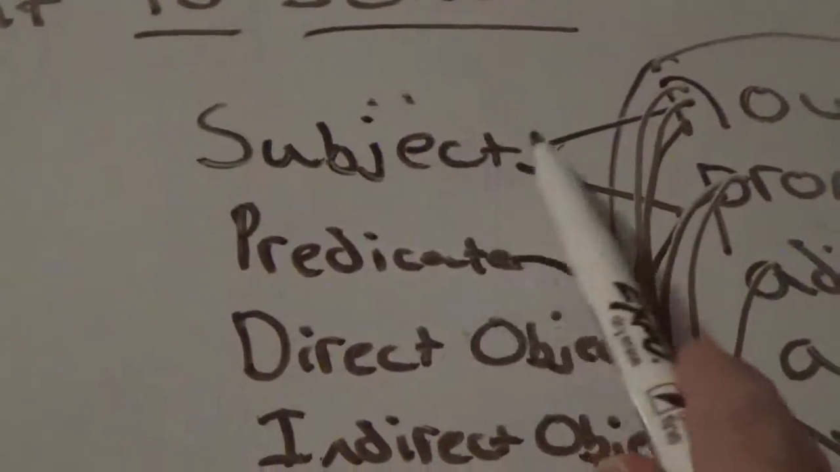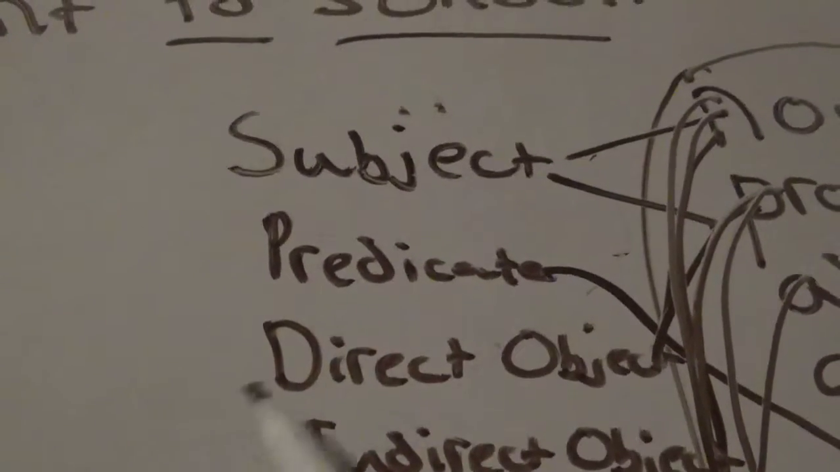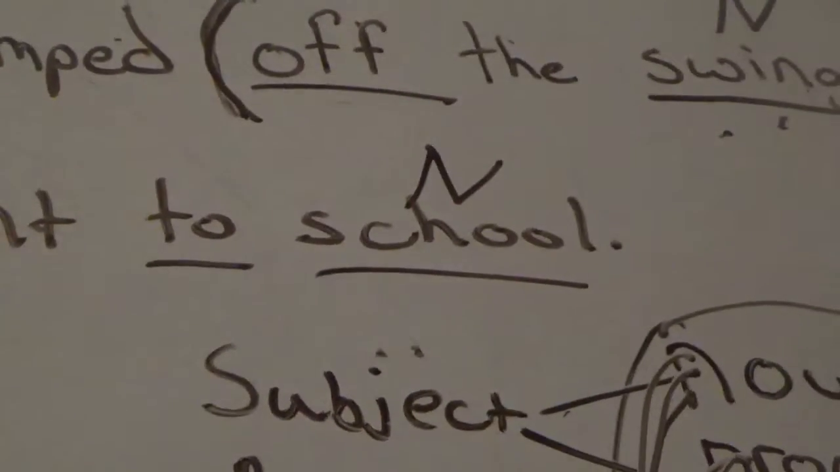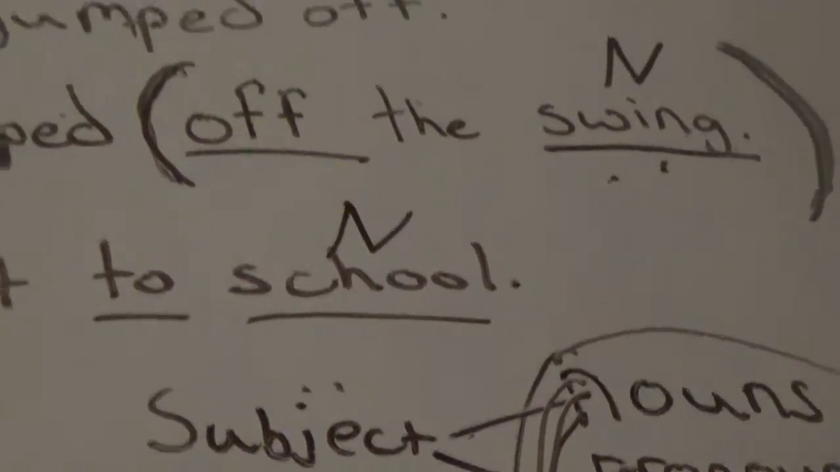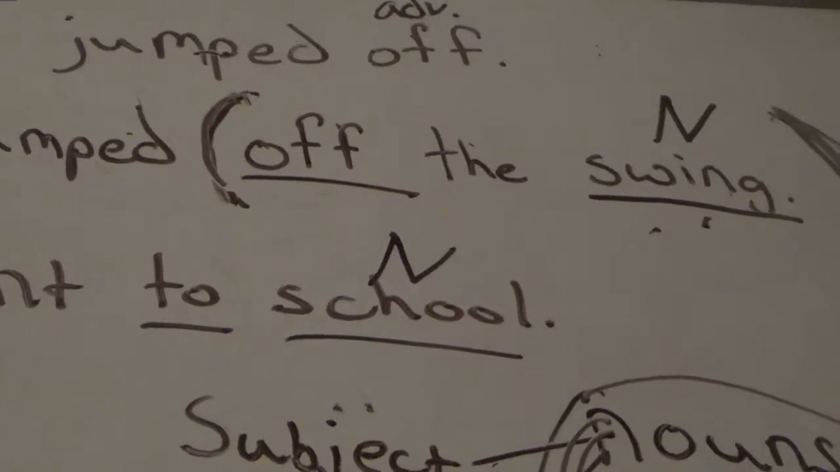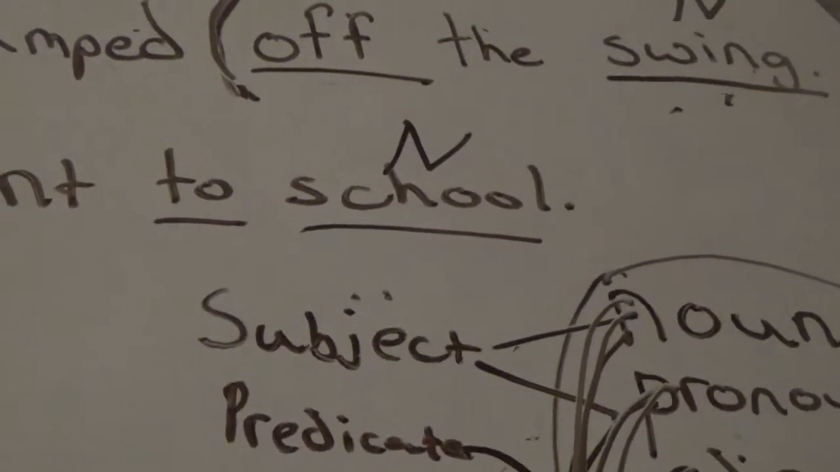The subject will never be in the prepositional phrase. The predicate will never be in a prepositional phrase. A direct object, indirect object, predicate nominative, predicate adjective will never be found within a prepositional phrase. So one of the first things you do when you're analyzing a sentence is you put that prepositional phrase in parentheses, and that will help you remember that your subject, simple predicate, direct object, indirect object, predicate nominative, and predicate adjective will not be found within those words. So that's why we need to know what prepositions are.